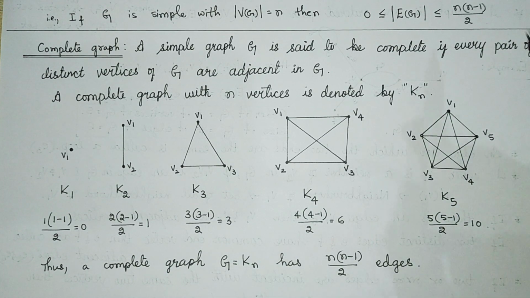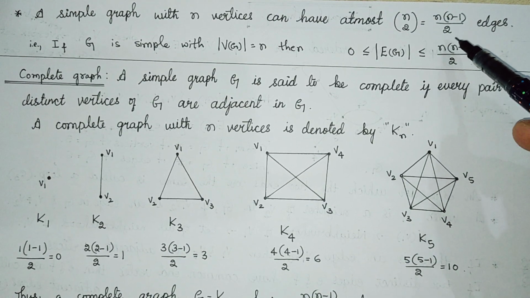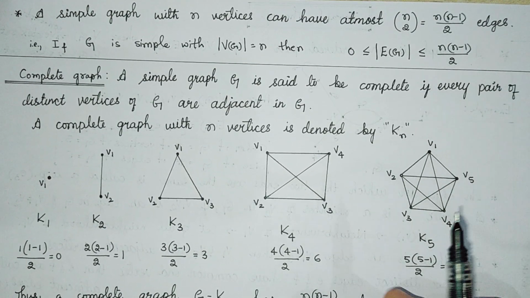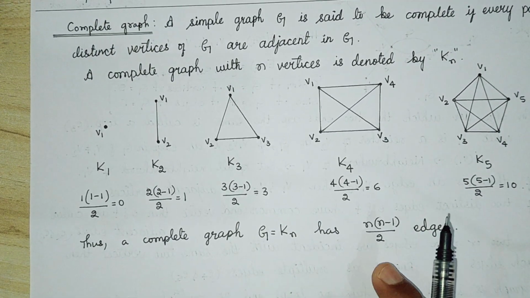Okay, so we can see that in a simple graph, at most it has n(n-1)/2 edges. In the case of a complete graph, it has exactly n(n-1)/2 edges.